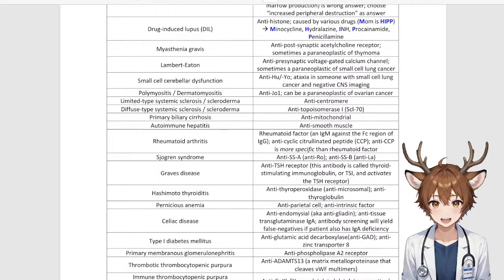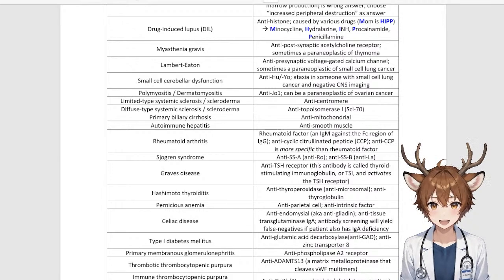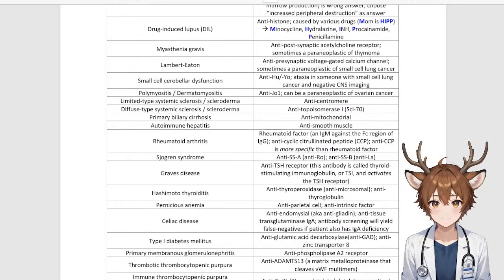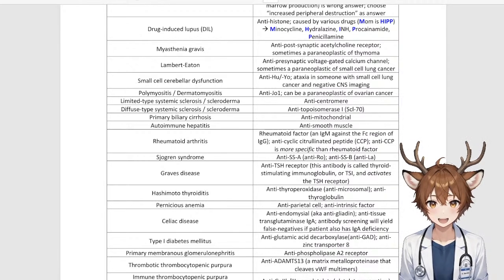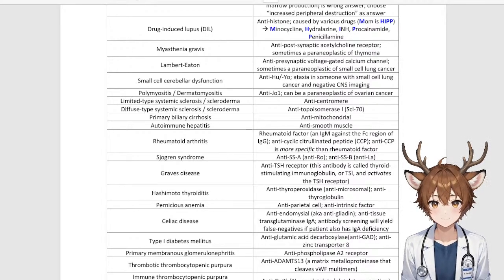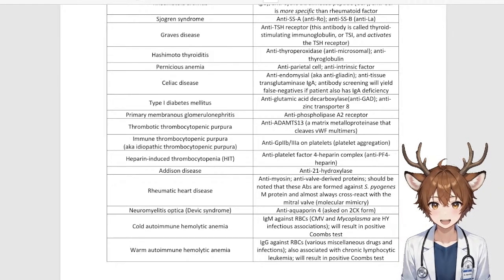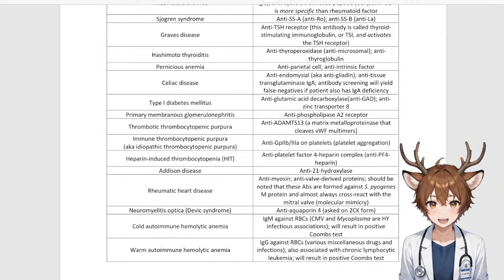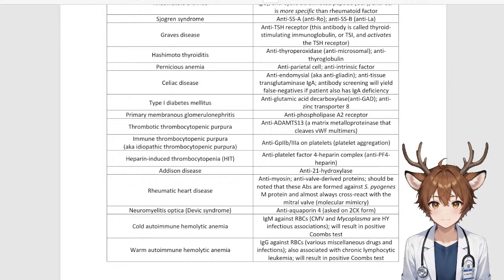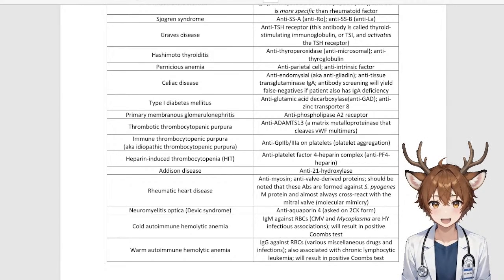Hashimoto thyroiditis, anti-thyroperoxidase, anti-microsomal, anti-thyroglobulin. Thyroperoxidase is also called TPO. Pernicious anemia, anti-parietal cell, anti-intrinsic factor. Celiac disease, anti-endomysial, anti-gliadin, anti-tissue transglutaminase, IgA. Antibody screening will yield false negatives if the patient also has an IgA deficiency.